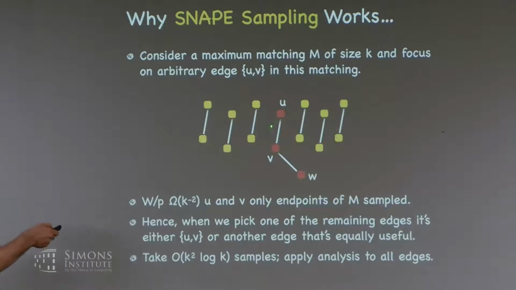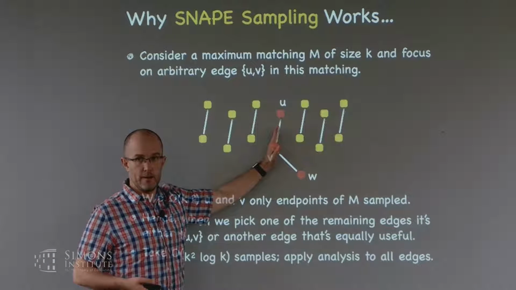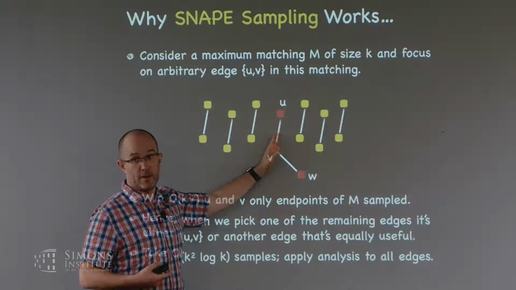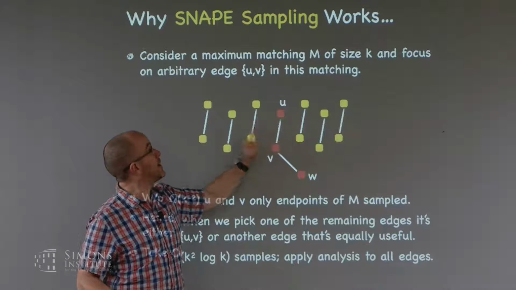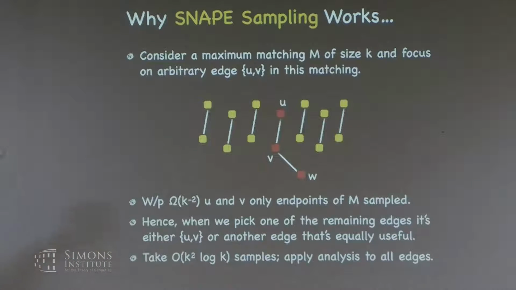So for each Snape sample, we will find this edge or an edge hanging off U or V. If we repeat this process k squared times, or k squared log k times, we will find a good edge for UV. But by union bound, the algorithm didn't know which U and V we'd zoomed in on. So with high probability, by the union bound, we'll find a set of edges that include either these 7 edges or edges which are just as good as those 7 edges.